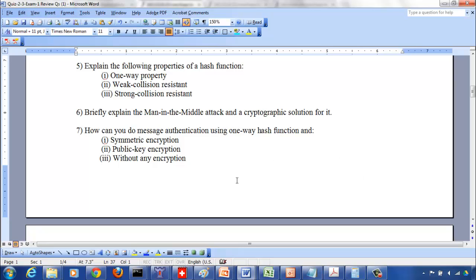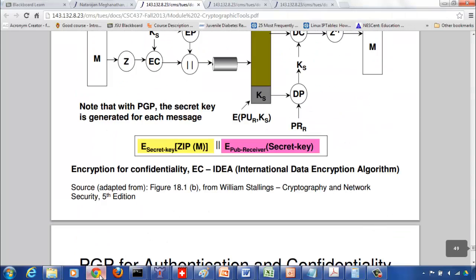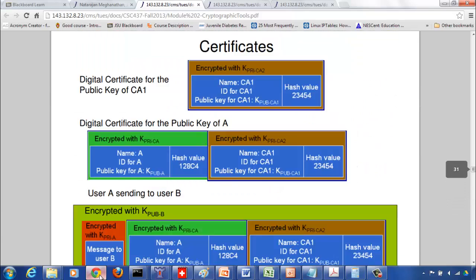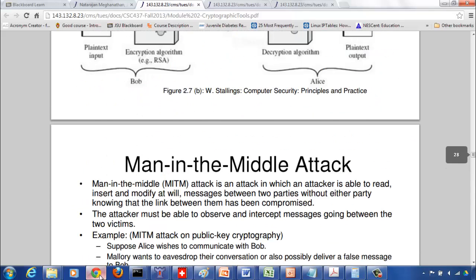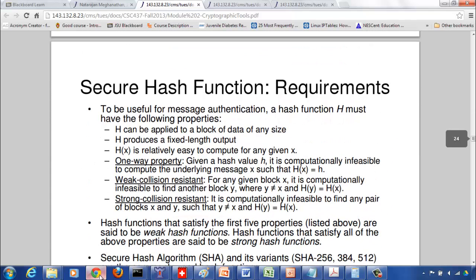Okay. Then there are two things: weak collision resistant and strong collision resistant. So what are they? A weak collision resistant means for a particular message, we should not be able to find very easily another message that has the same hash value. Whereas strong collision resistant means we should not be able to find any two messages that have the same hash value when we go through the particular hashing algorithm.